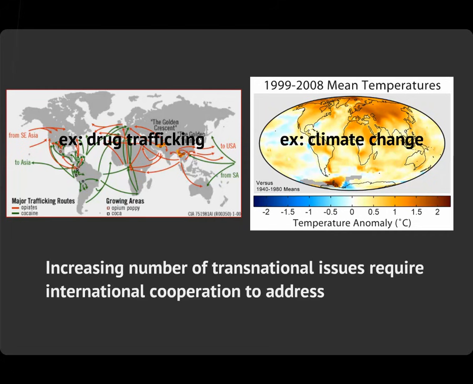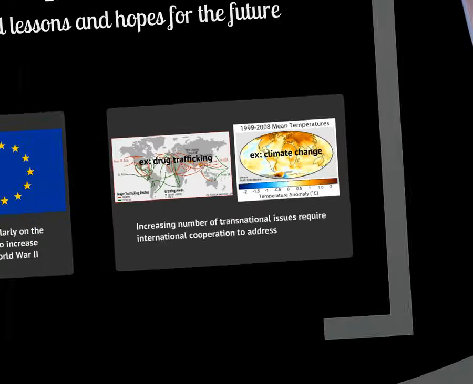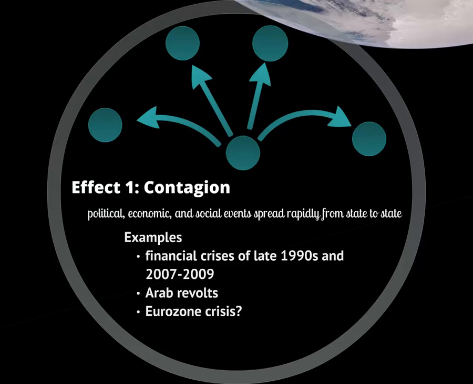So what are the effects of globalization? Well, this is obviously a huge question with many answers, but we're going to focus on just a couple of broad trends. And the first is contagion. That is, all sorts of economic, political, social, and cultural dynamics now move very easily among states.